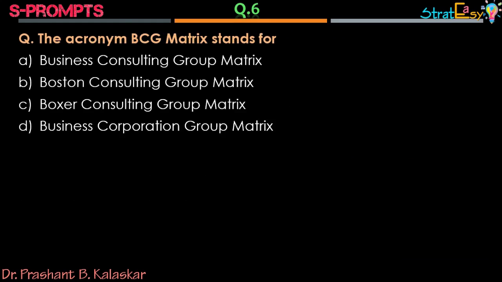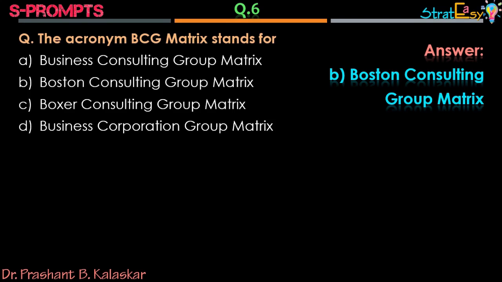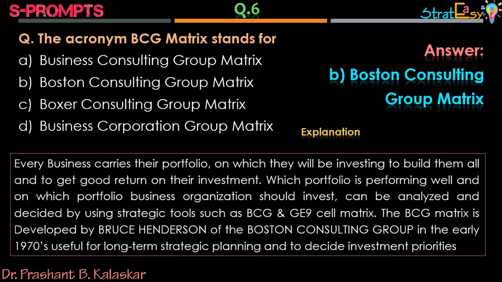Question number 6. The acronym BCG Matrix stands for, and the right answer is option B, Boston Consulting Group Matrix. Every business carries its portfolio on which it will be investing to build it up and to get a good return on investment. Which portfolio is performing well and on which portfolio the business organization should invest more can be analyzed and decided by using strategic tools such as the BCG and GE 9-cell matrix.